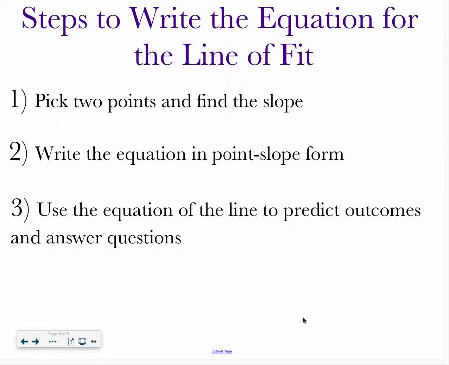So what if we want to write the equation for the line of fit? We pick 2 points, find the slope, and write the equation in point-slope form. Let's quickly review what that is. Point-slope form is y minus y1 equals slope times x minus x1. Then you want to use the equation of the line to predict the outcomes and answer questions. Also, in case you forgot what slope is, there's a quick reminder. Okay, so step 1, pick 2 points and find the slope.